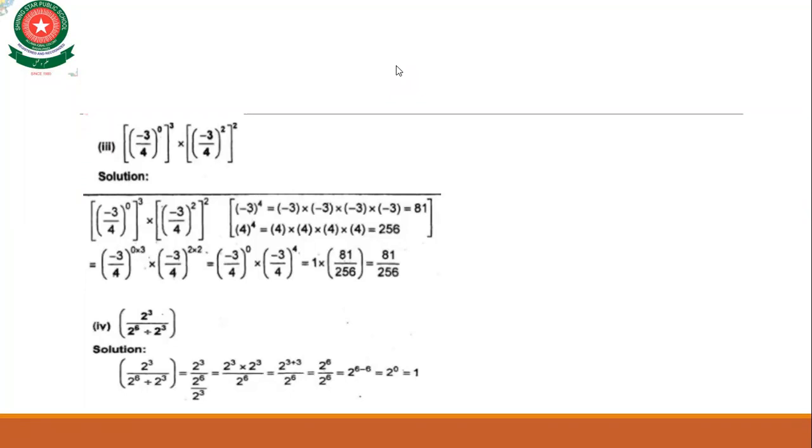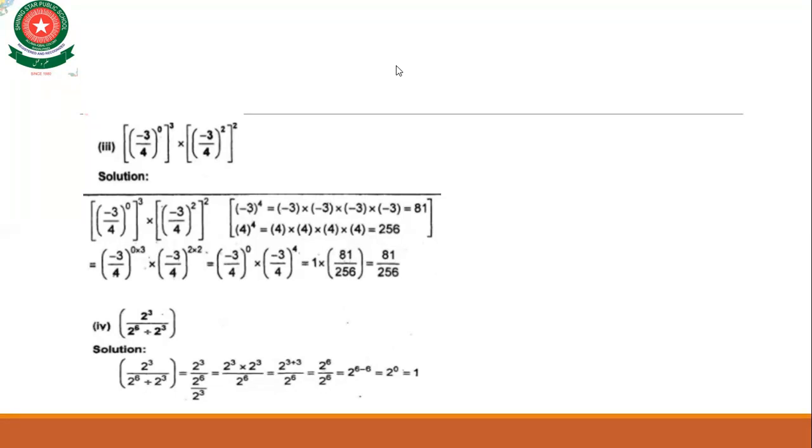Now the fourth part is 2^3 over 2^6 divided by 2^3. So the solution is, first of all, we rewrite the equation. Now in the second step, we change the division sign into multiplication. By doing this, 2^3 will move to the third position. So the equation is 2^3 over 2^6 over 2^3.